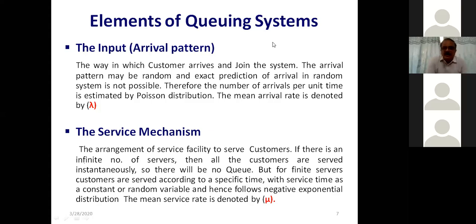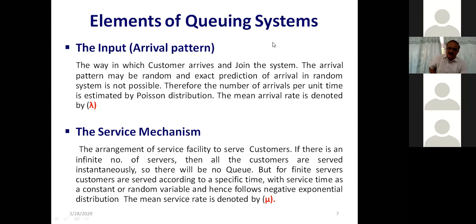The mean arrival rate is denoted by lambda. It tells us the rate at which the arrivals enter into the system. Second one is the service mechanism. The arrangement of service facility to serve customer. If there is an infinite number of servers, then all the customers are served instantaneously. I have already explained that. So there will be no queue.